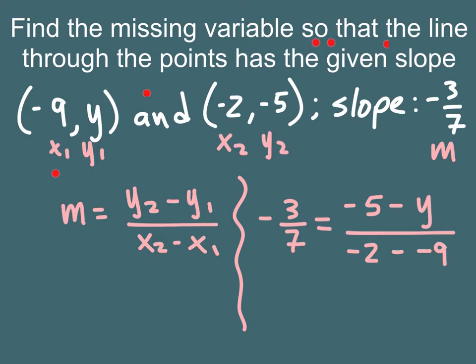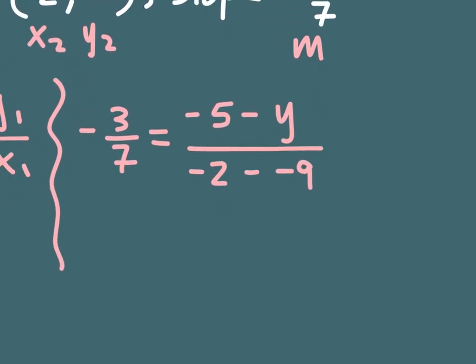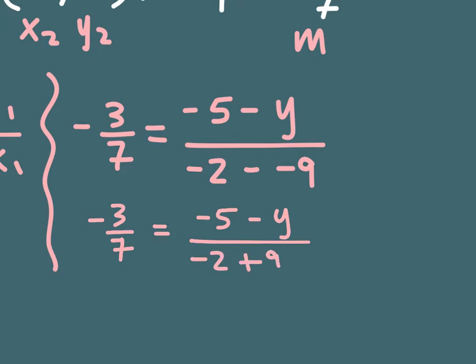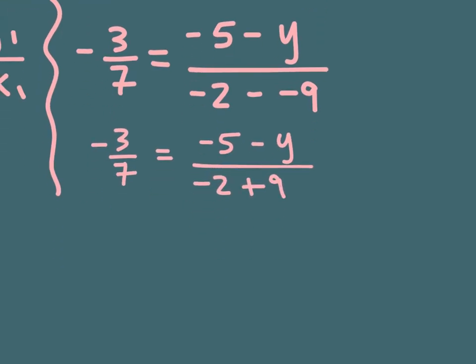Now I'm going to solve this equation for y. There are a couple of ways that I can do this. When I look at this equation, I've got negative 3/7 is equal to negative 5 minus y over, I'm going to rewrite this as negative 2 plus 9. So from here, I've got negative 3/7 is equal to negative 5 minus y over negative 2 plus 9, which is positive 7.